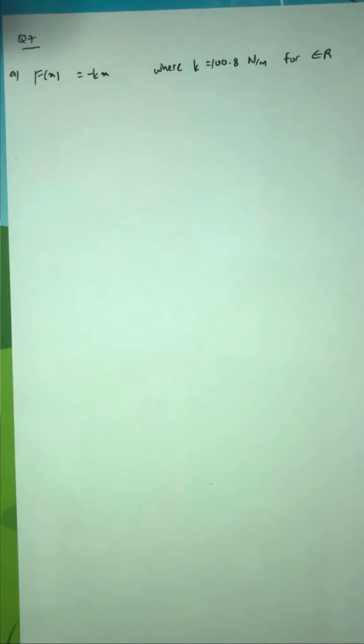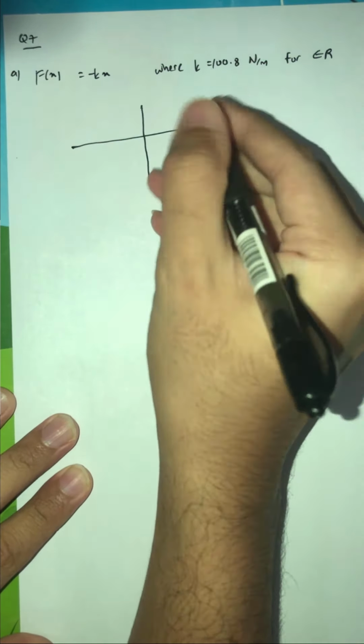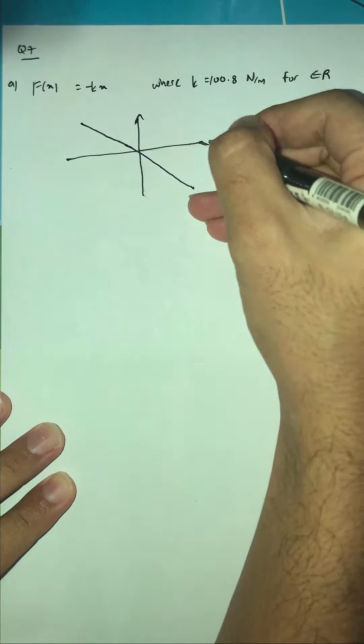Okay, so let's see the first one. f(x) equal to negative kx, where k equal to 100.8 n over n, for all real numbers. So if you draw the graph, you'll have something like this. Okay, you'll have something like this.